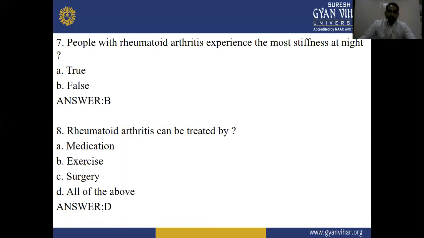Next question. Rheumatoid arthritis can be treated by, option A, medication, option B, exercise, option C, surgery, and option D, all of the above. The right answer is D, all of the above. Rheumatoid arthritis is treated by medication, exercise, and surgery.